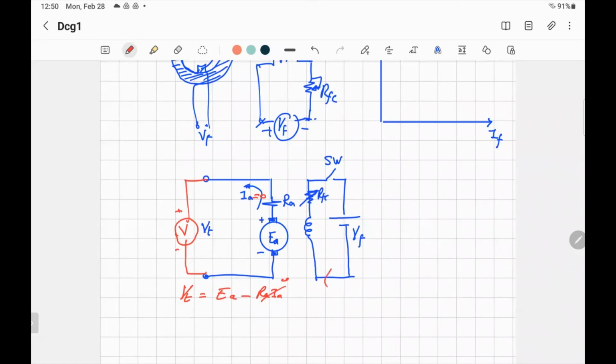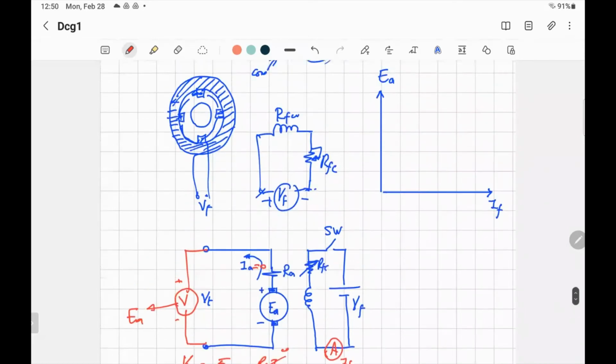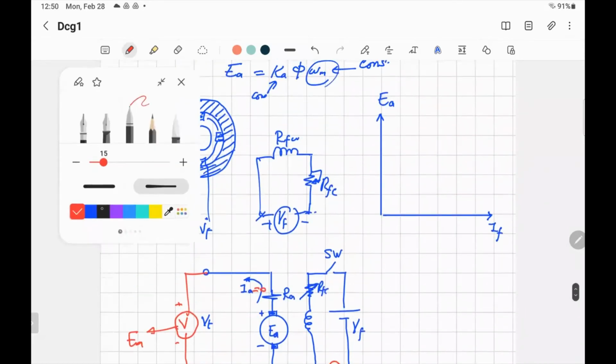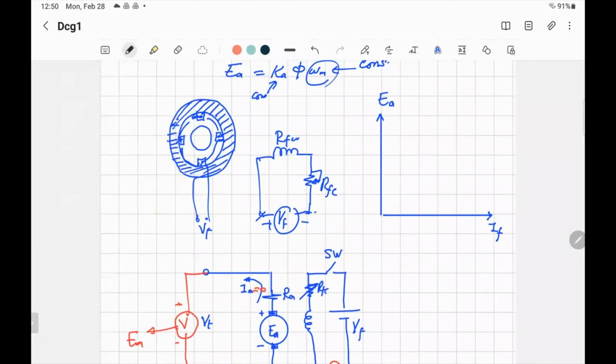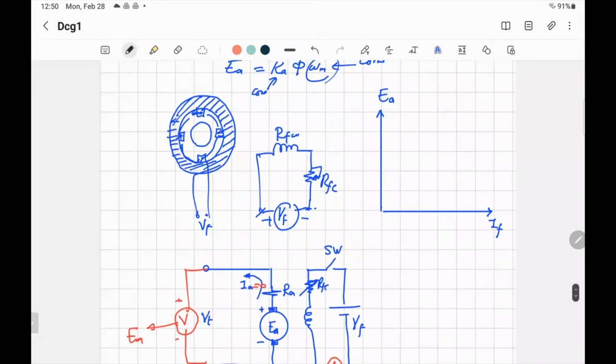And you are going to put a meter here so you can measure IF. So that will measure IF, and that will measure EA. Here you go, you are set. You start, and then you sketch the curve. So what you will get is a curve, like any magnetization curve, that will look something like that.